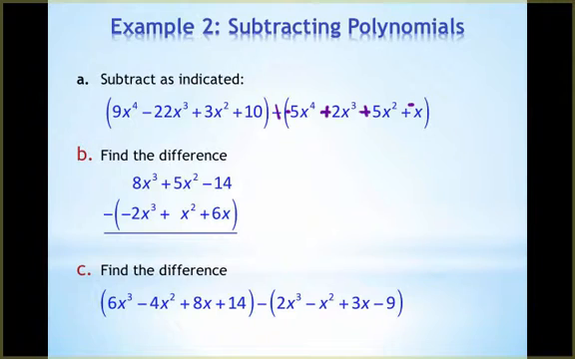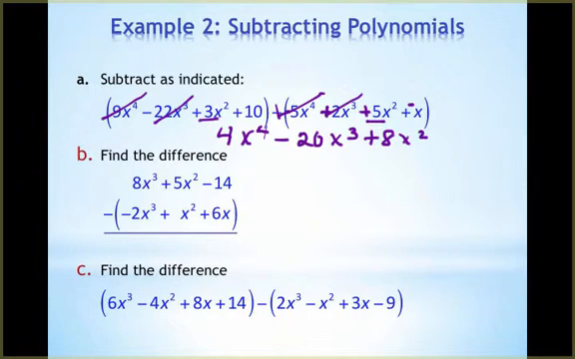Our highest power is a 9x to the fourth and a negative 5x to the fourth. That's going to be 4x to the fourth. Negative 22x cubed and positive 2x cubed would be negative 20x cubed. Positive 3x squared and positive 5x squared would be positive 8x squared. Negative x from the last term, and then plus 10 was my only constant.